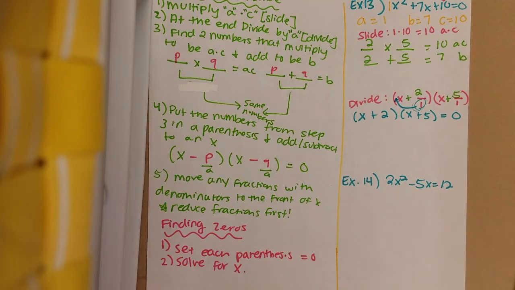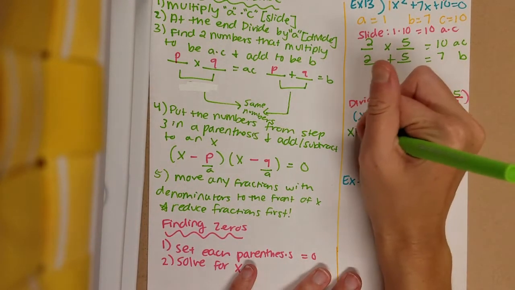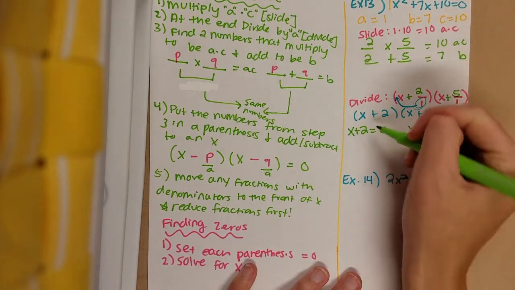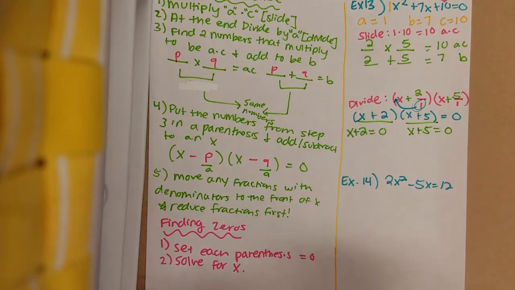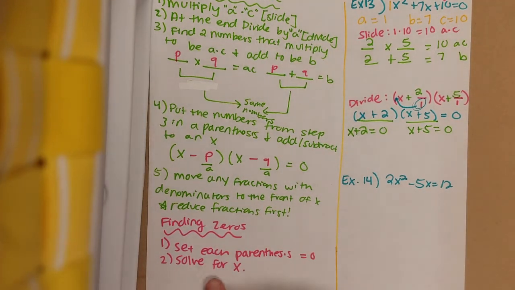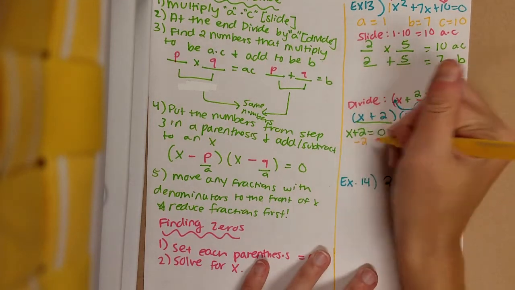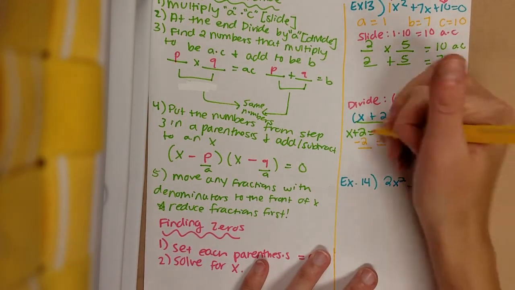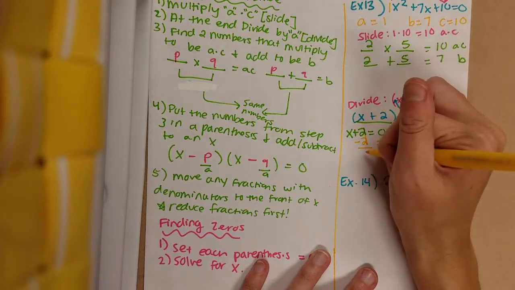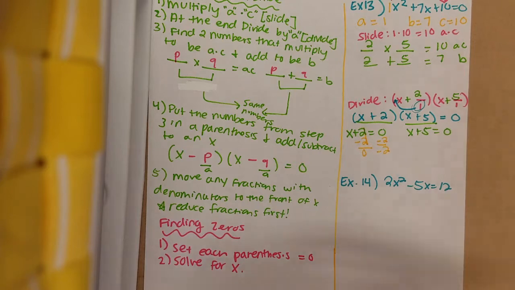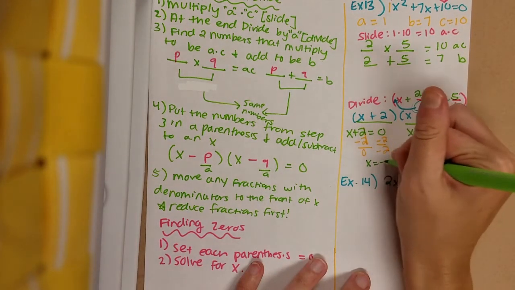So when we solve, we're going to say each parenthesis equal to 0 because they have the possibility of equaling 0. So I'm going to set my x plus 2 equal to 0 and my x plus 5 equal to 0. Either of these could equal 0 and multiply to get 0. And then after that, we just solve that bad boy for x, and then we're done. So when I'm solving, to move positive 2 to the other side, we're going to do the opposite of that, which is subtracting it on both sides. 2 minus 2 cancels out to be 0. 0 minus 2 is negative 2. So one of my answers is x equals negative 2.